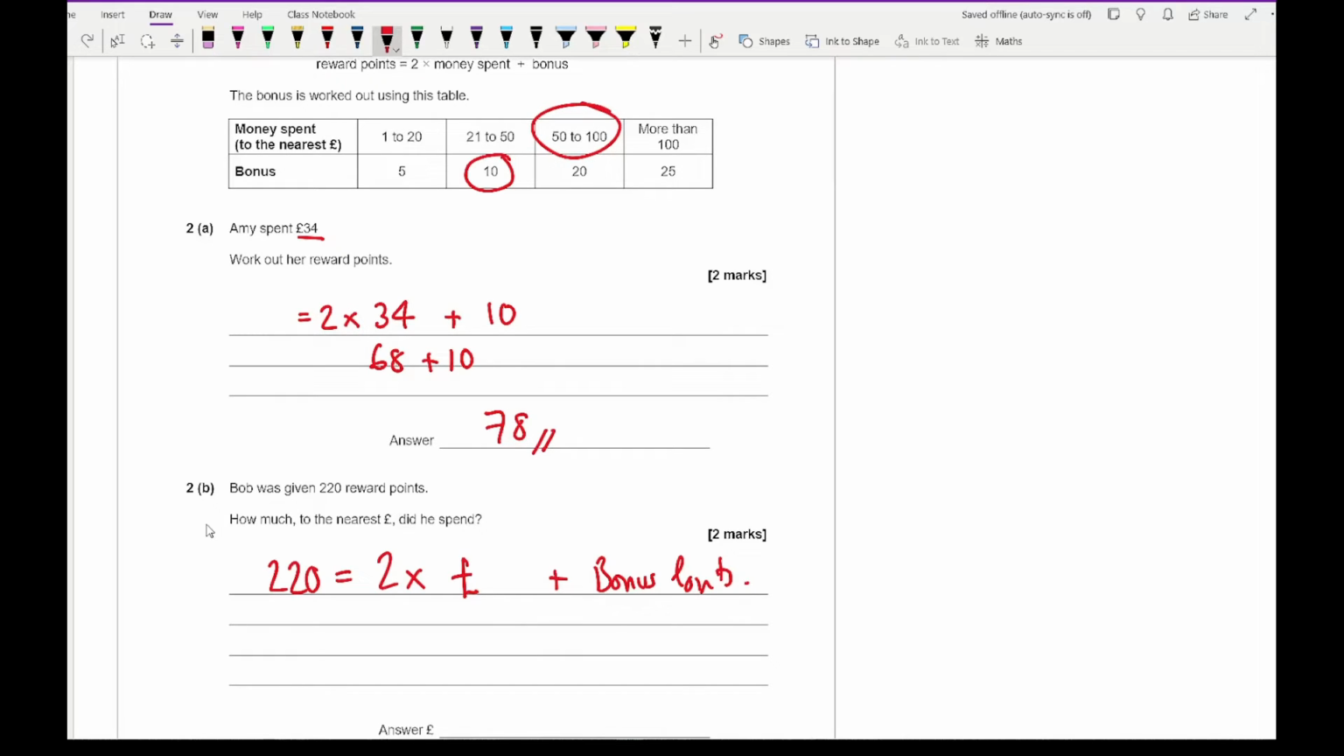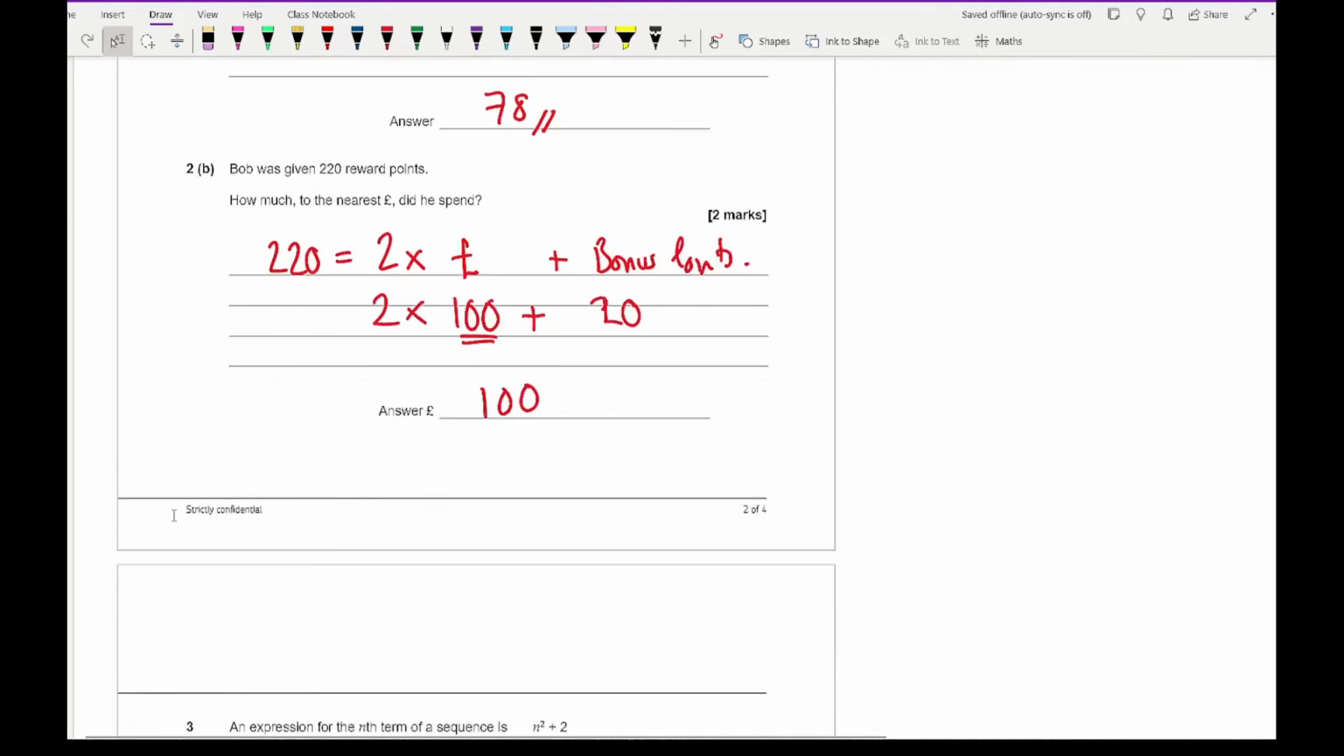Now, for that to happen, we're looking at 2 times, and it's going to be 100, plus then we've got the bonus points, which is 20. So the amount that he's spent is going to be £100.